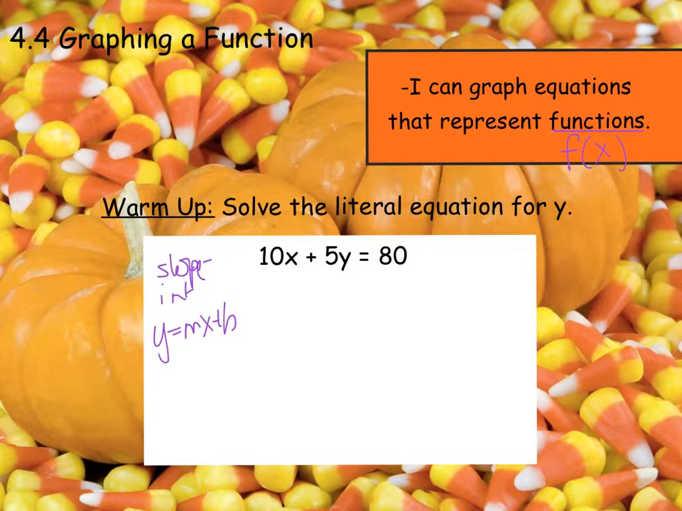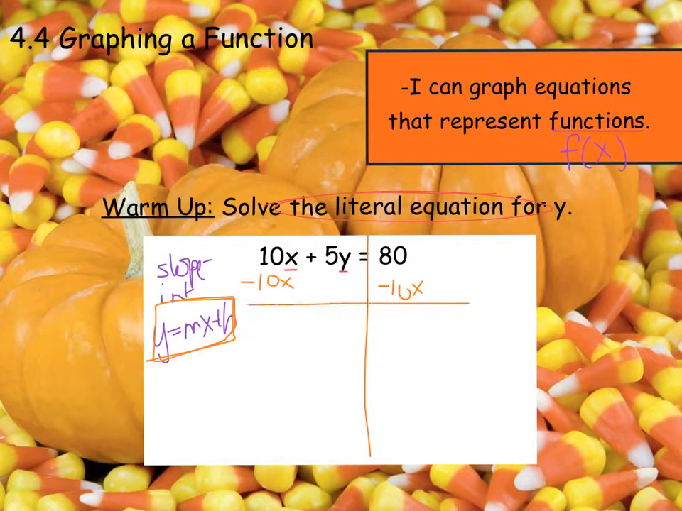And so that's what we're actually going to do first for our warm-up. We remember these were called literal equations, where we have multiple variables. And we're going to go ahead and solve this equation for y, which is going to have it resulting in our slope-intercept form. And so the first thing I want to do is we're going to subtract 10x to both sides. And I have 5y equals negative 10x plus 80.